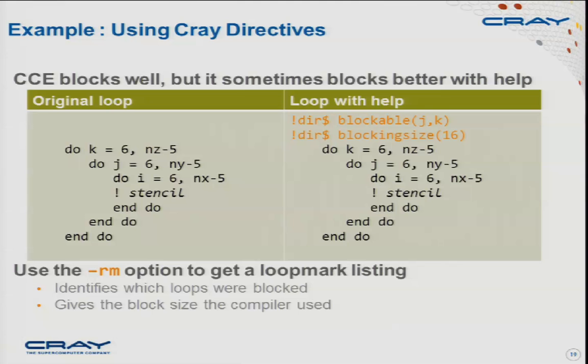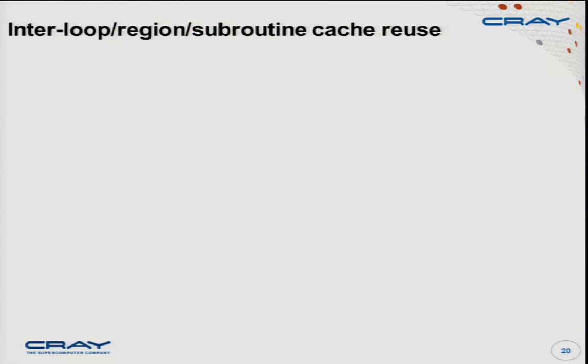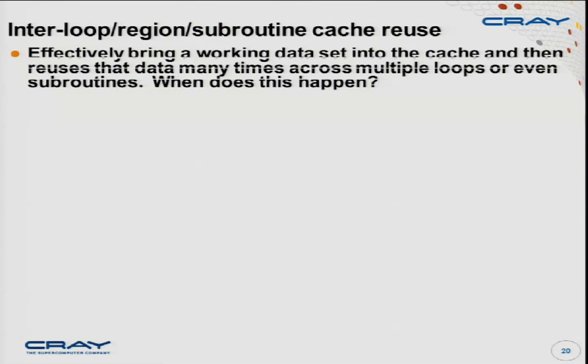So that is the basic how to do cache blocking, or the conventional way of what people think about cache blocking. But there are a couple of other forms of cache blocking and cache reuse that may be just as common or more common, and maybe just as important or more important. One is the interloop, region, subroutine cache reuse. Between regions, between loops, between subroutines.